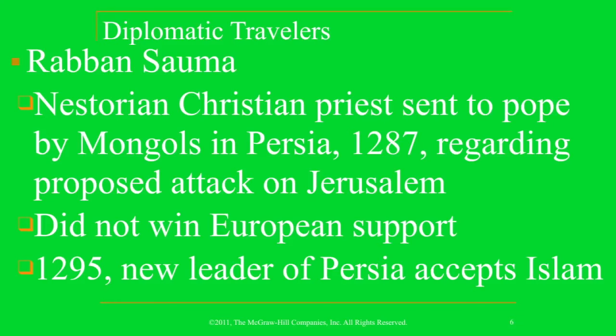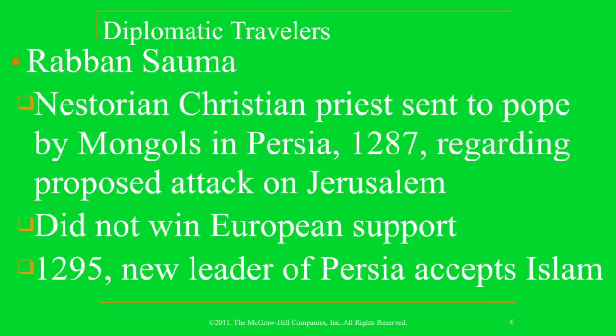Diplomatic travelers, but back to those weirdos. Rabban Sauma, he's a Nestorian Christian priest from China, who was sent by the Mongols to Persia in 1287 regarding a proposed attack on Jerusalem. The idea was, as a Nestorian Christian, he sees Jerusalem as the birthplace of Jesus, someone he admires greatly as a part of his religion.